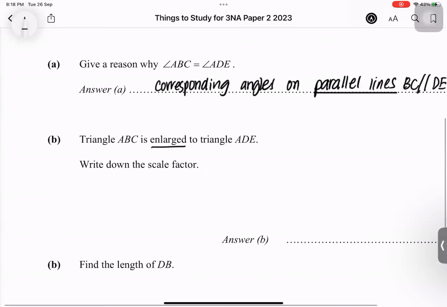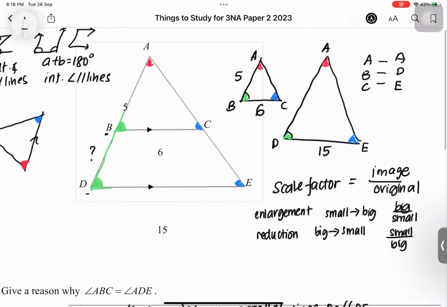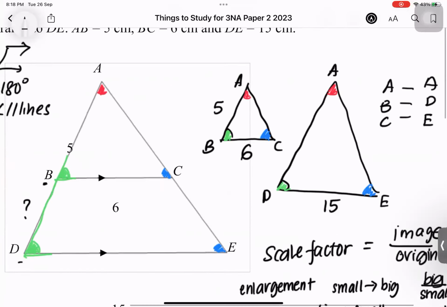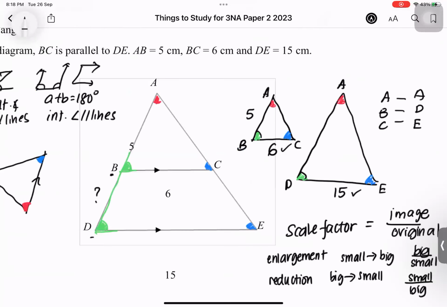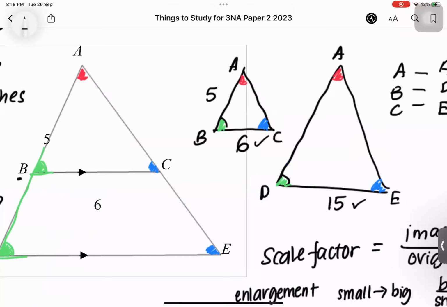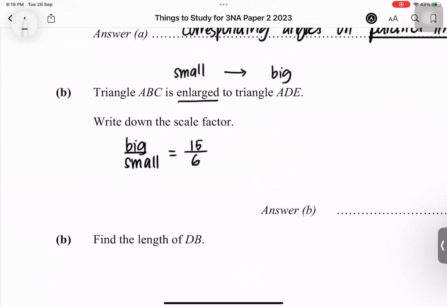Okay, write down the scale factor. Enlargement, small becomes big. Correct? So small to big. So enlargement of scale factor, image over original, is the big over the small. Which pair of numbers do we have? I'm not going to look at my question already. I'm going to look at the diagram that I've drawn again. Big over small, the corresponding pair. 5 over 6. Some people like to do 6 over 5. Oh, this 15 over 6. Sorry, I said it wrongly. So 15 over 6. But this is not the final answer.